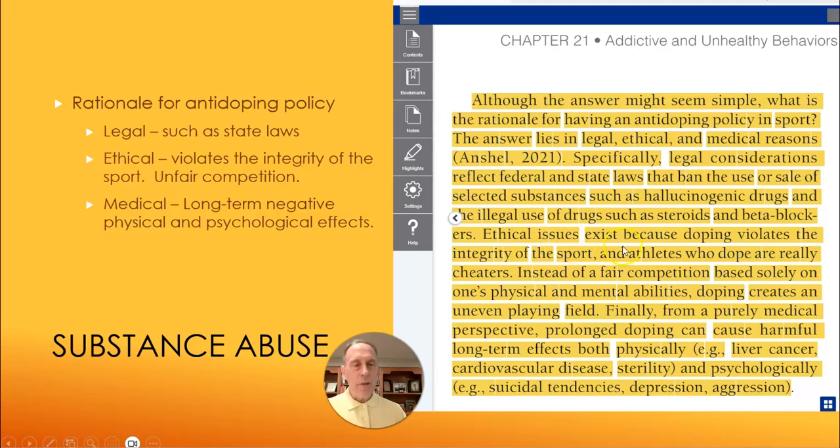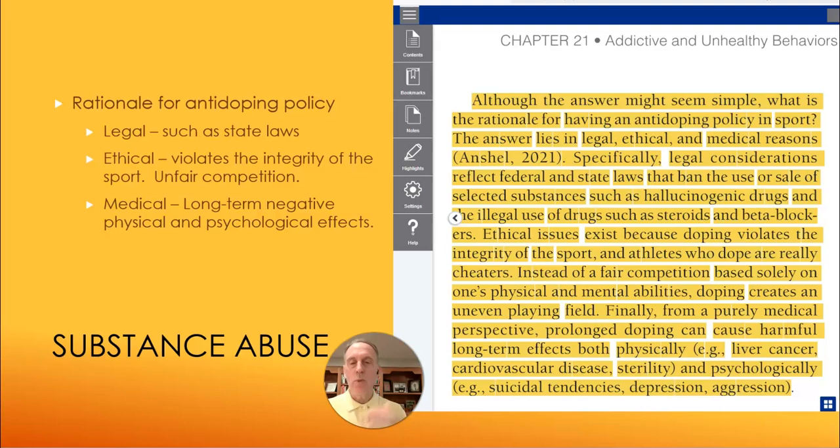But from the ethical side, we have the integrity of the sport. We're talking about doping, and it takes away from a fair, competitive environment. And many times people who are involved in doping and taking drugs could care less about the ethical side. They can compromise the ethics to get the outcome. From the medical side, prolonged doping can cause harmful long-term effects physically, and can cause other issues psychologically.